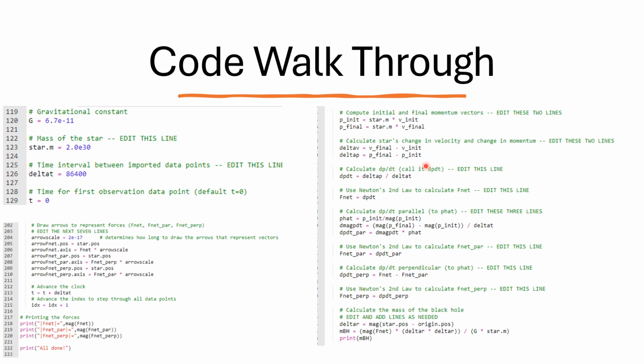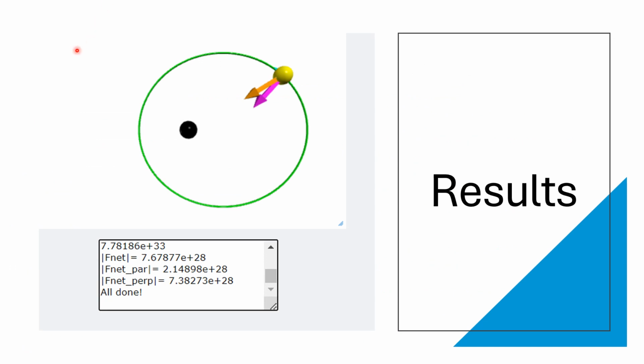So we're just manipulating the equations that I had already previously shown you. It's nothing too special. And here are the arrows to set up the forces for the representation on the next slide that you'll see. As you can see, here are the results. Here's the mass of the black hole. Here's F net, F perpendicular, F parallel. So that's all right there. And now we go on to part two.